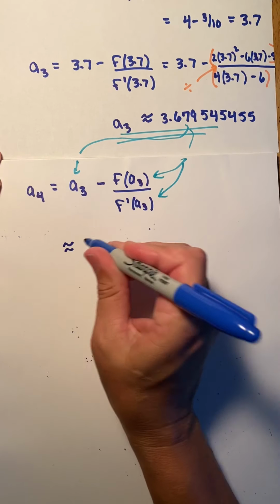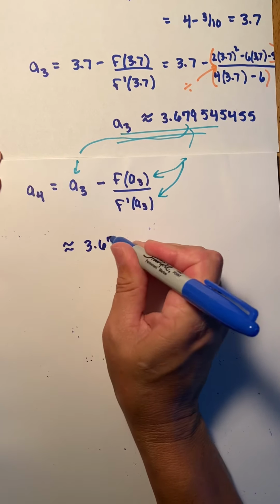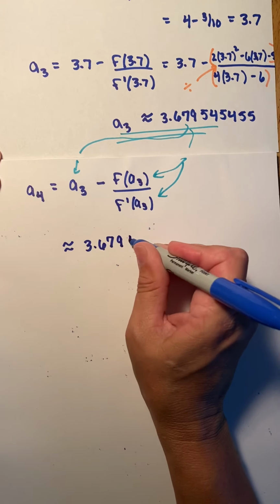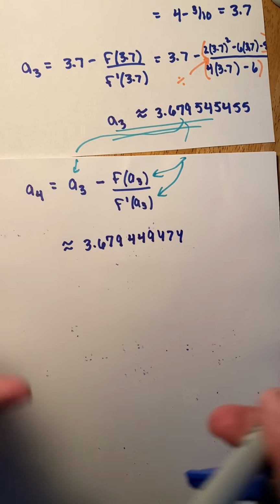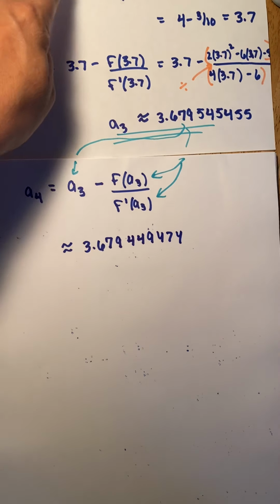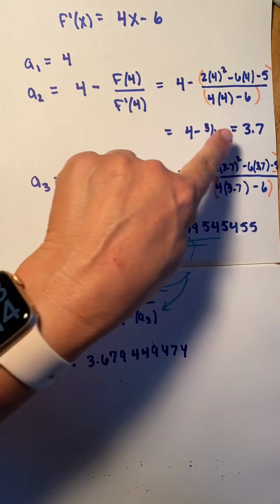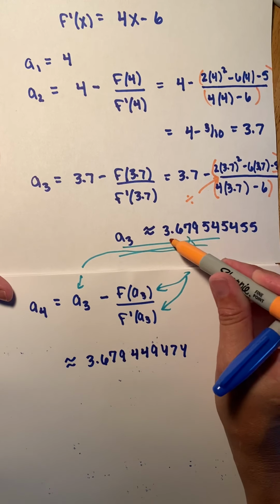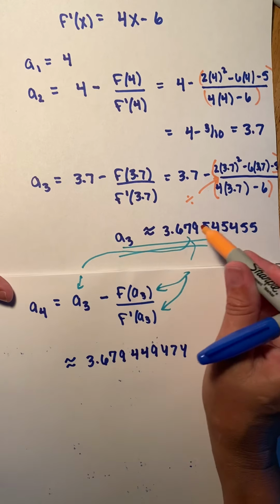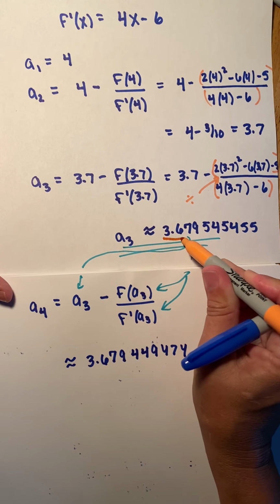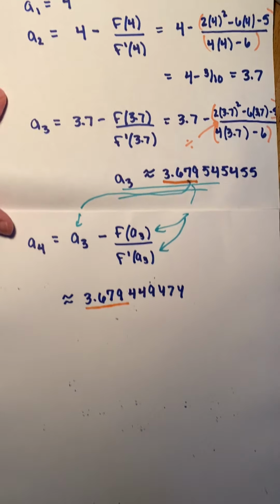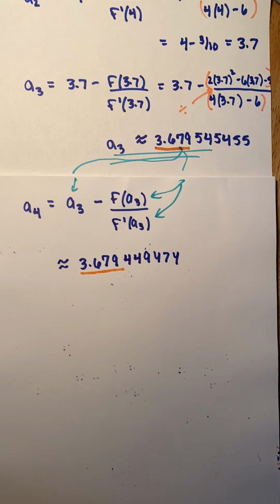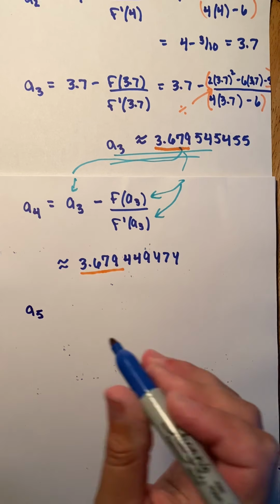I did it, and I got 3.679449474. And what I'm looking for is accuracy, right? We started at 4 up here. We went to 3.7. Well, 3.67 is pretty close, right? We rounded it to 3.7. But notice we have 3.679 here, and here we have 3.679. So I know I'm accurate to this root to at least 3 places. I'm going to do A5 now.